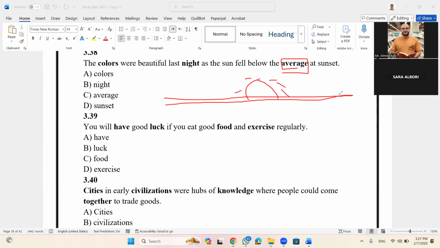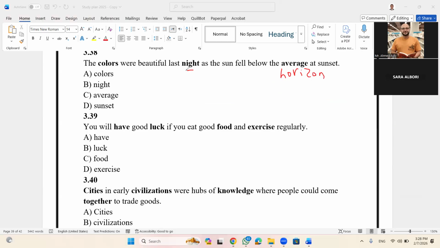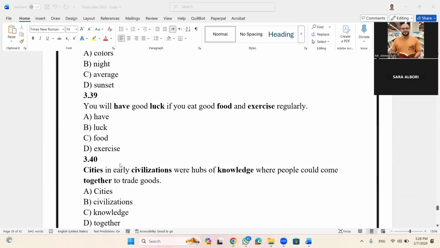What is this called? This is called horizon. Right, horizon. The colors were beautiful last night, and the sun fell down below the horizon, Sarah. You know what I mean? You have to watch the sun so you can answer the question.